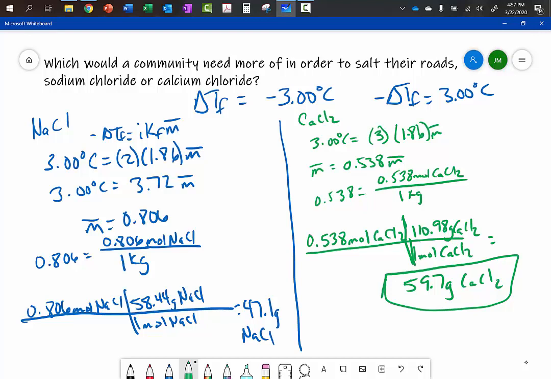I hope this clarifies what I meant by the question and how to solve it, and how to go about thinking about the conceptual aspect of these colligative properties between sodium chloride and calcium chloride. If you have any more questions, again, feel free to message me through Canvas and I'll try to address those as best as I can.